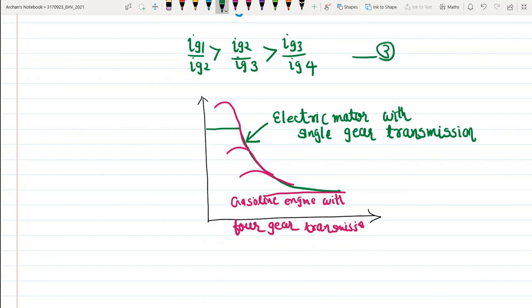Similarly, if we have hydrodynamic transmissions, then also we will have certain performance characteristics of the device, right? This is what we need to know.